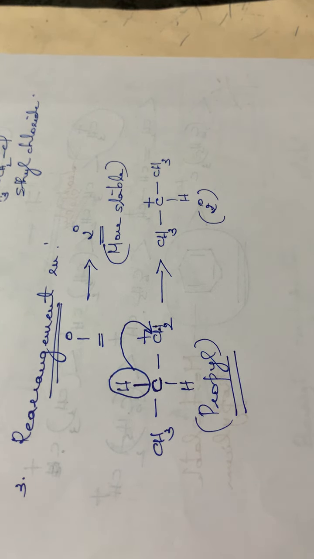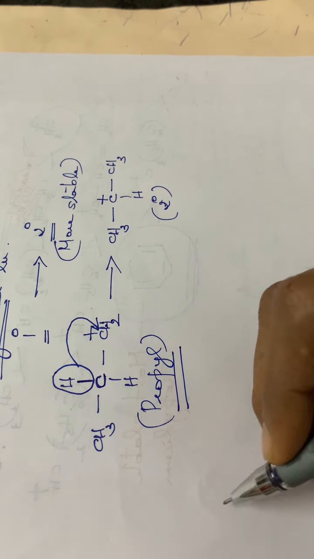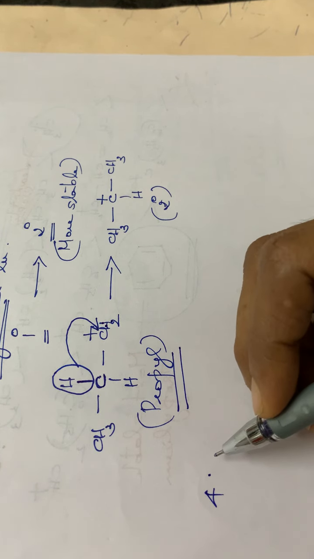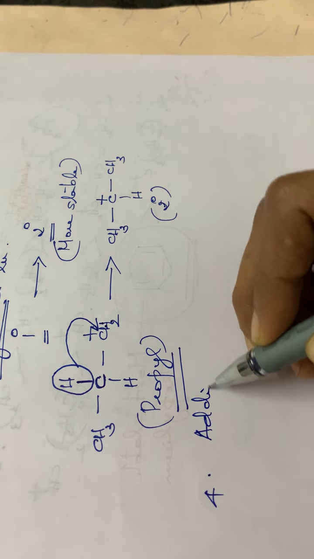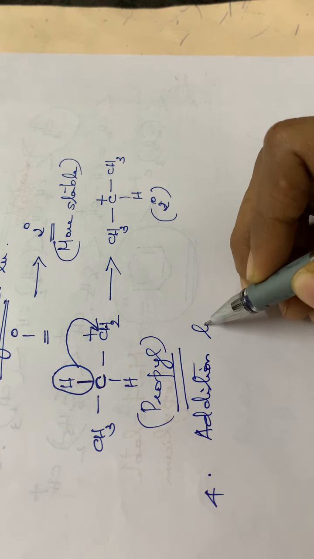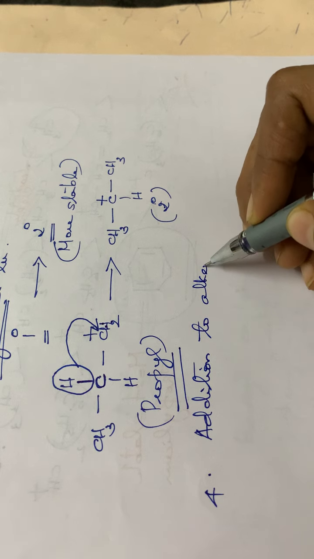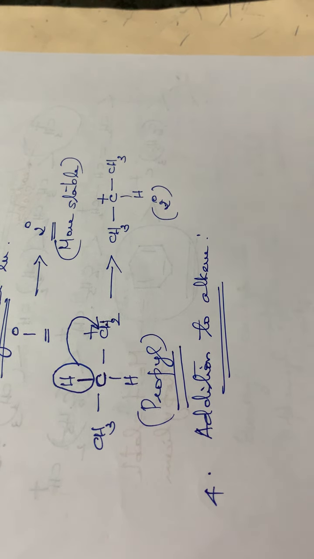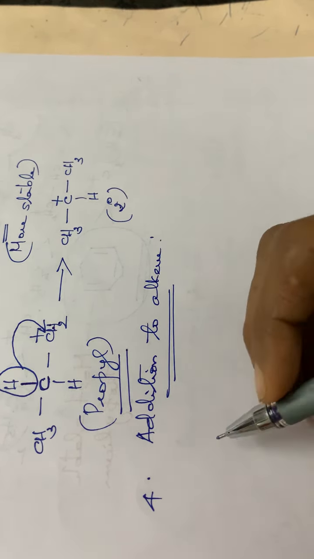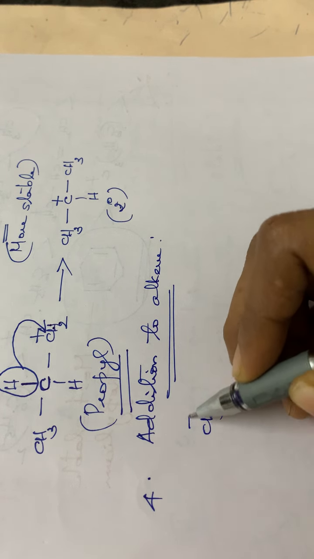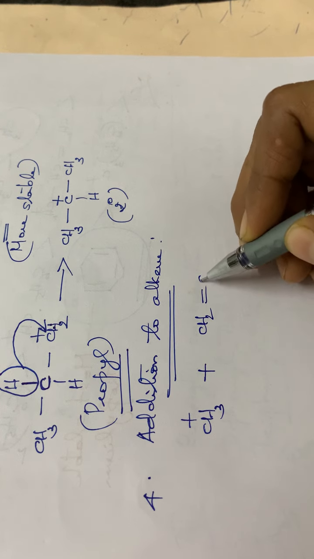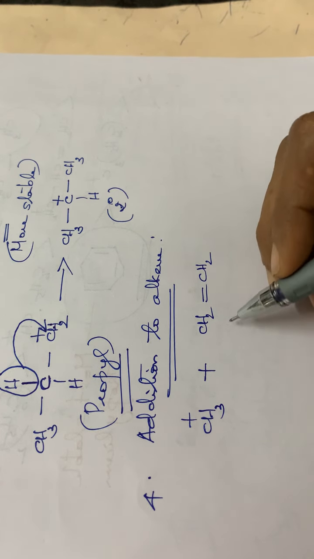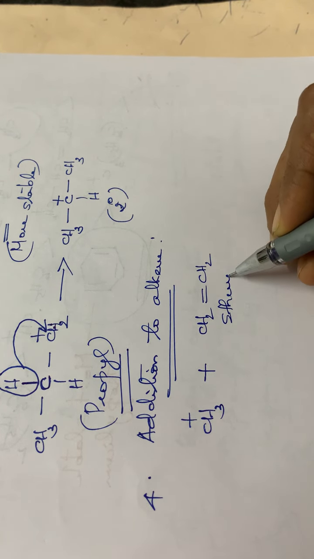Then the next reaction, the fourth reaction, that is the addition to an alkene. Addition to alkene. See for example, methyl carbocation CH3 plus will be added to a double bonded compound CH2 double bond CH2. This is ethene or ethylene.